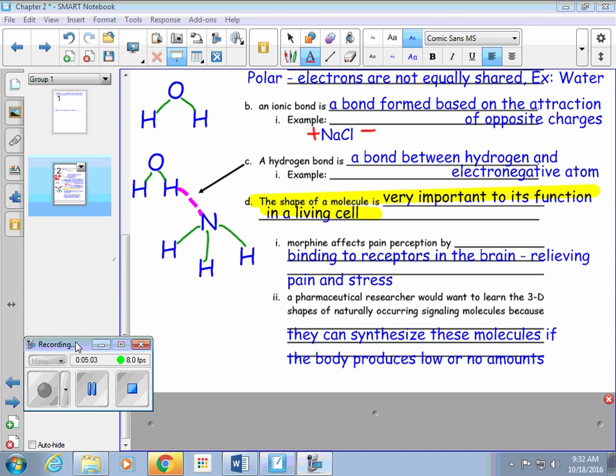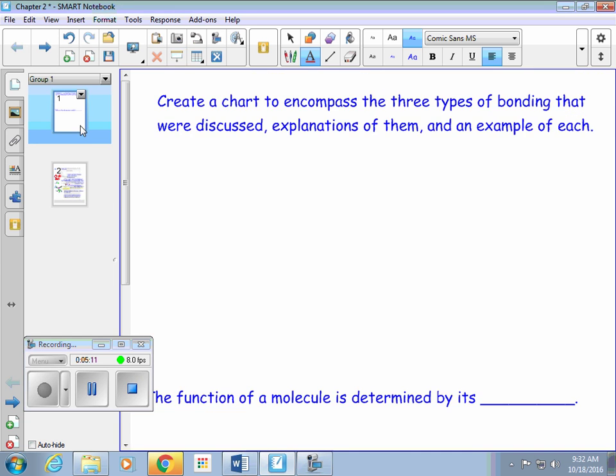So those are all the notes I have for chapter 2. But before we close out, I do want you to look at that blank page that you have over on page 4. That's our input page. And there are 2 things I'd like you to do. The first is I want you to create a chart that's going to encompass those 3 types of bonding that we just talked about. Give explanations of each of them, and then an example of each.